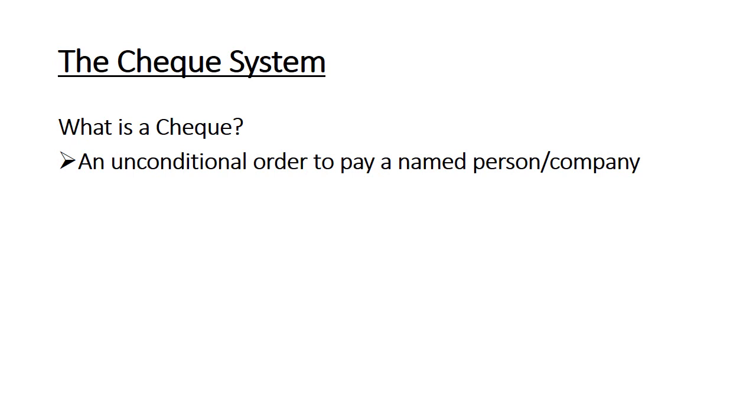A check is an unconditional order to pay a named person or company. What this simply means is a check is an order from someone instructing the bank to pay a specified amount of money to someone. That's what a check is. So when the bank receives that check, they know they have to pay someone some money. So let's take a look at types of checks.